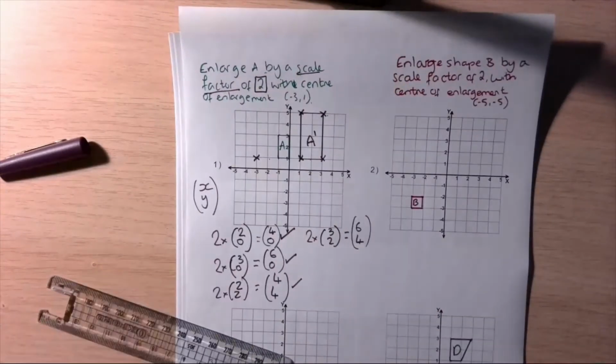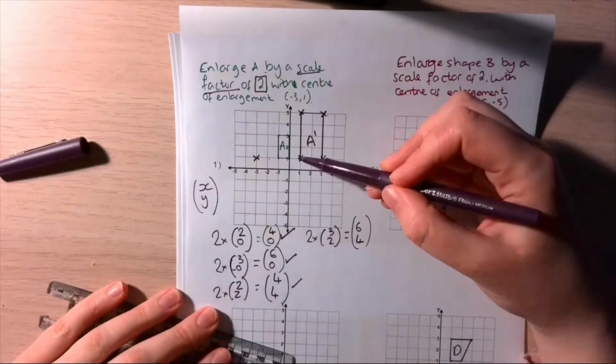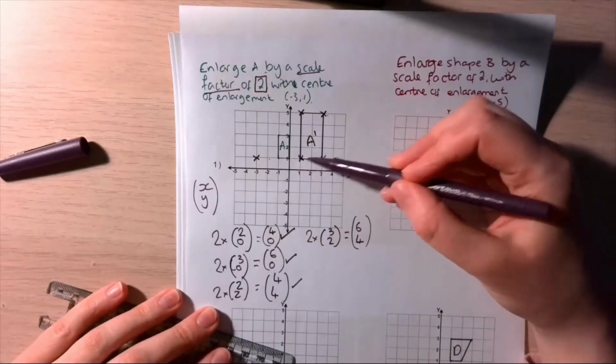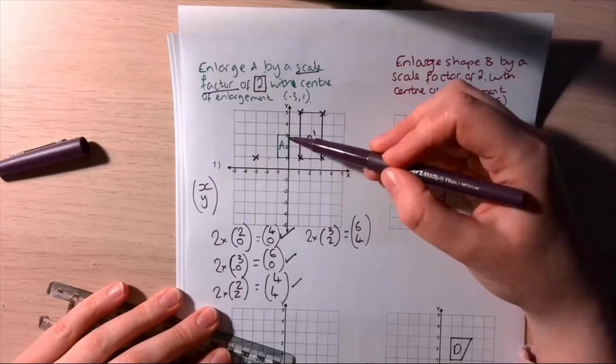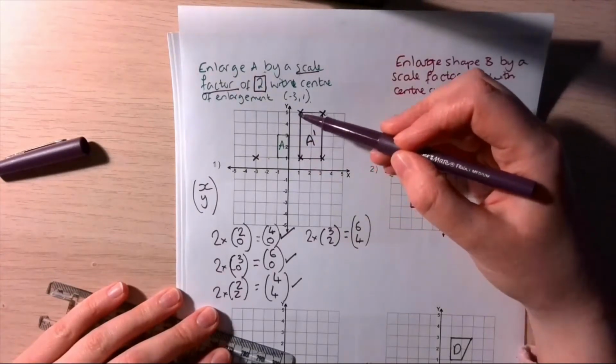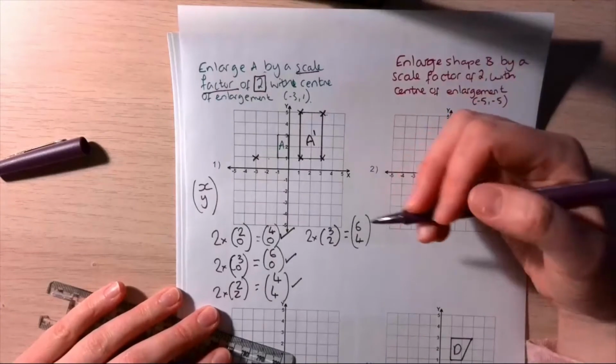And just take a look at that. I mean, we wanted to make it twice bigger, and we have. Okay, this side is 1 across, this side is 2. This side is 2 across. 1, 2, 3, this side is 4. Okay, so it's double, everything's been multiplied by 2.